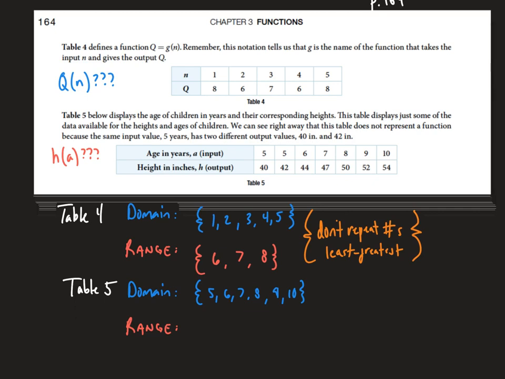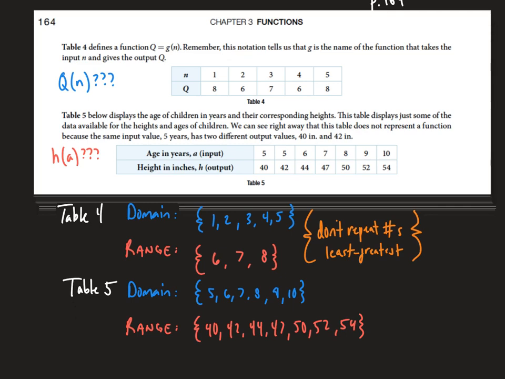And then the outputs, looks like they're all unique, and they are all going in order, so I'm just going to write those down the way they are. So 40, 42, 44, 47, 50, 52, and 54.